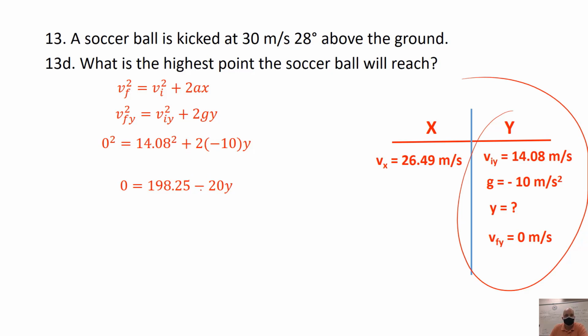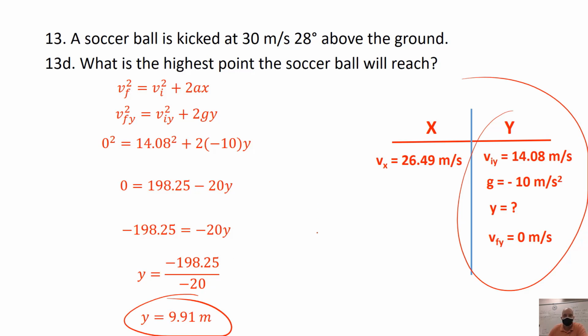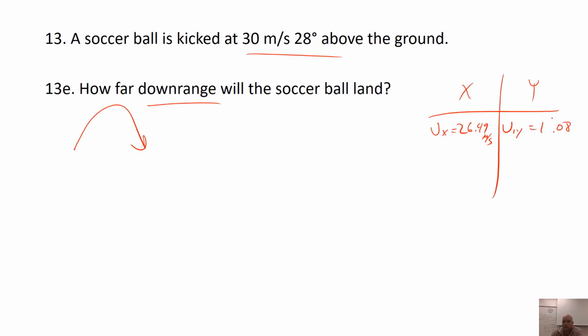So we just get rid of the plus and add a minus 20y, but we can't put these together because this is 20y's and this is just a number, 198.25. So we're going to subtract the 198.25 from both sides, and we end up getting negative 198.25 equals negative 20y. We divide out the 20 from both sides, and we get negative 198.25 over negative 20, and that ends up getting y equals 9.91 meters. So when we think about how high the soccer ball is going to get, it's going to get 9.91 meters off the ground, being our y, and so that's how you solve this problem.